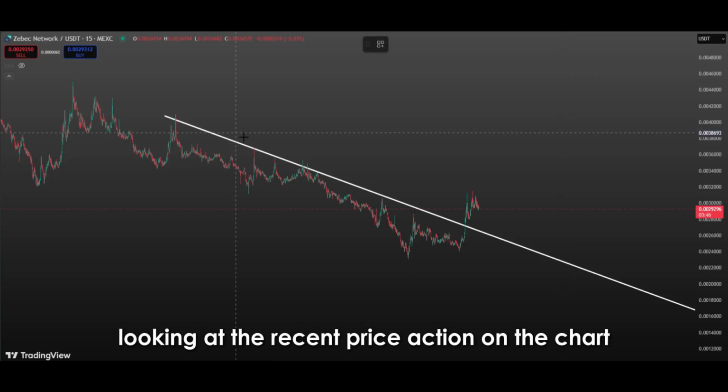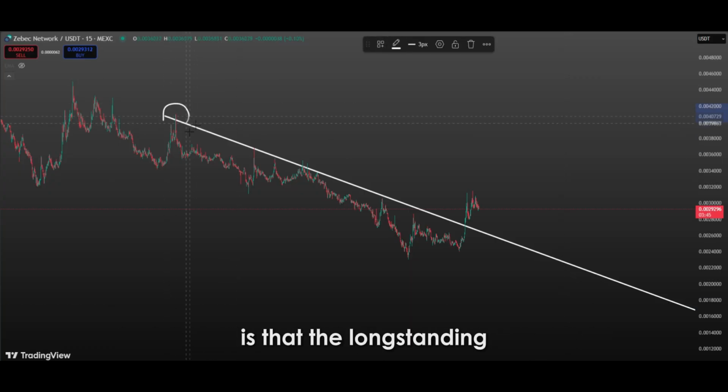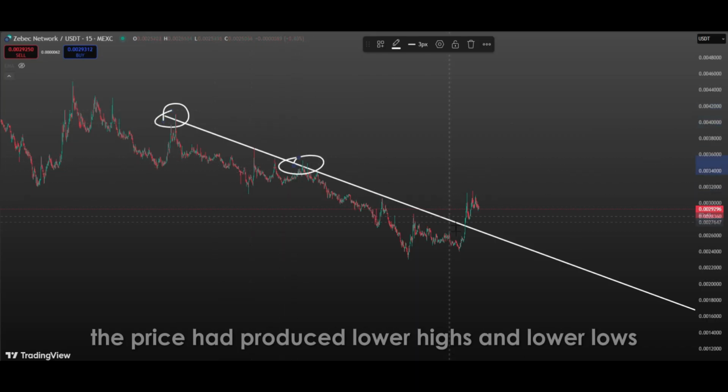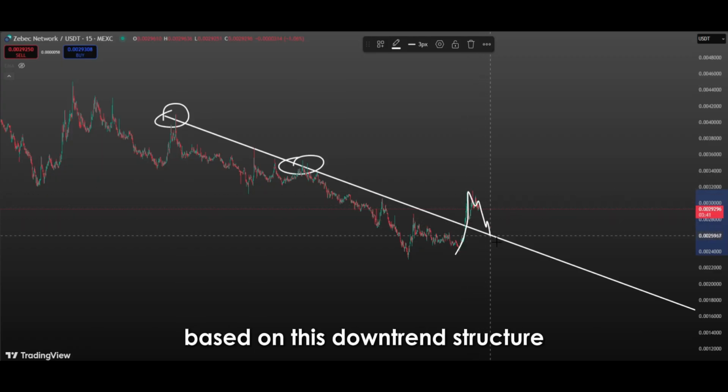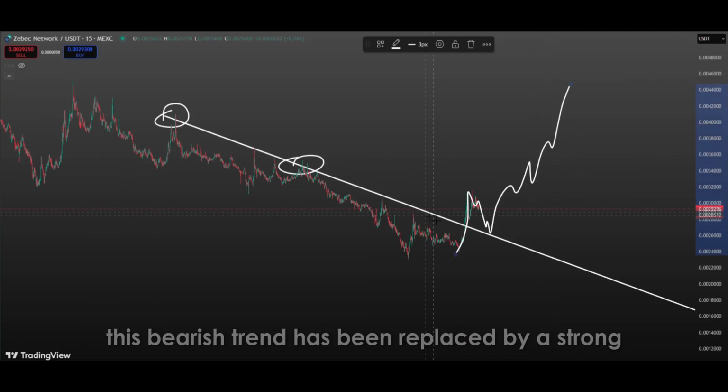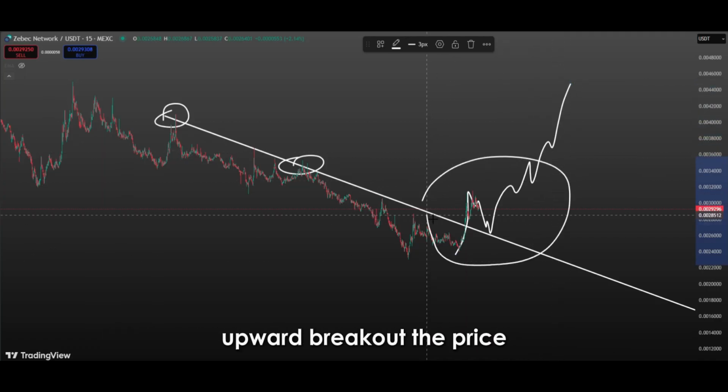Looking at the recent price action on the chart, one of the key structures that stands out is that the long-standing downward trend line is no longer valid. Over a period of time, the price had produced lower highs and lower lows based on this downtrend structure, making it clear that the market was under selling pressure in general. However, at this point, this bearish trend has been replaced by a strong upward breakout.